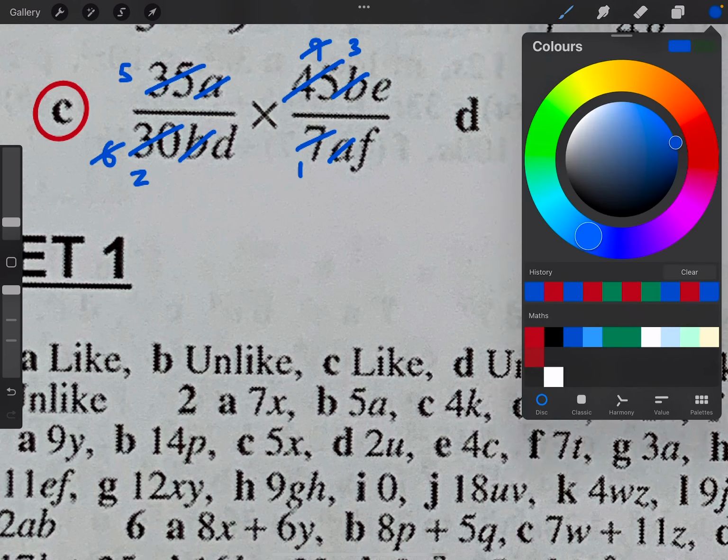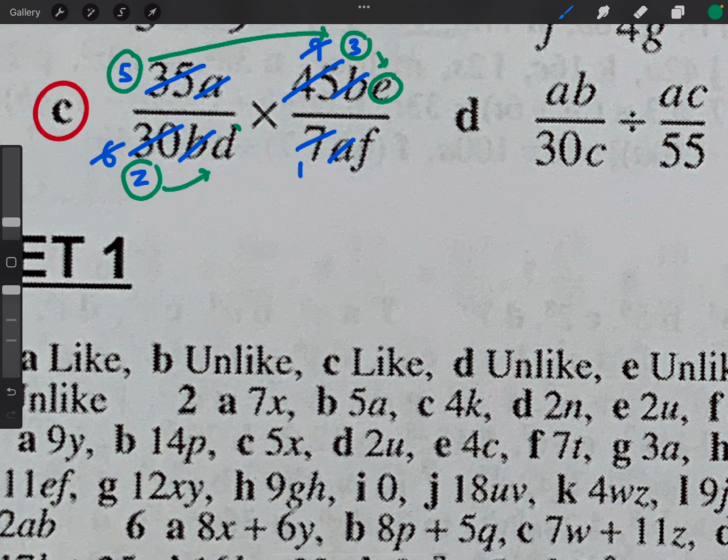So now let's have a look at what we've got left. You got 5 times 3 times E. At the bottom you got 2 times D times F. So the answer is 5 times 3 times E over 2 times D times F, and that's equal to 15E over 2DF. There's the answer.